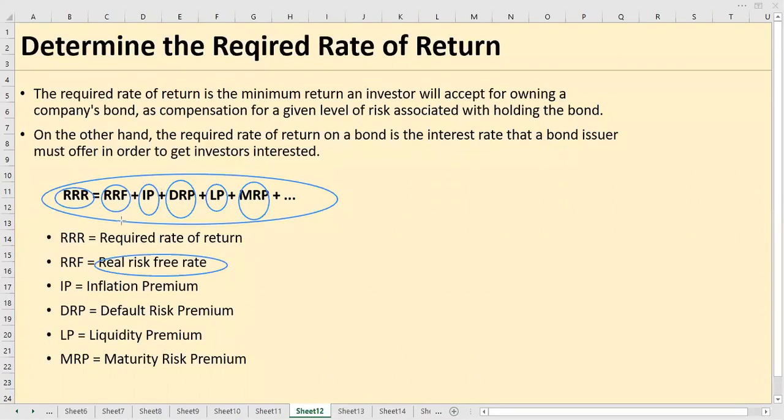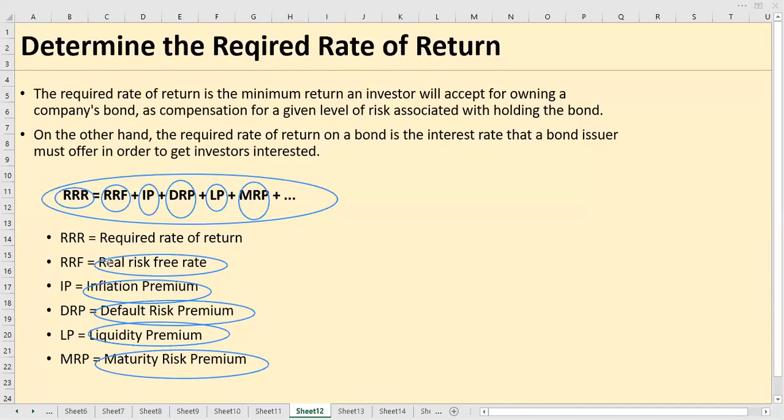And then what an investor does is, based on his assessment of this inflation risk, or maybe default risk, or maybe the liquidity risk, or maybe the maturity risk. So based on these things, we can understand the level of required rate of return.